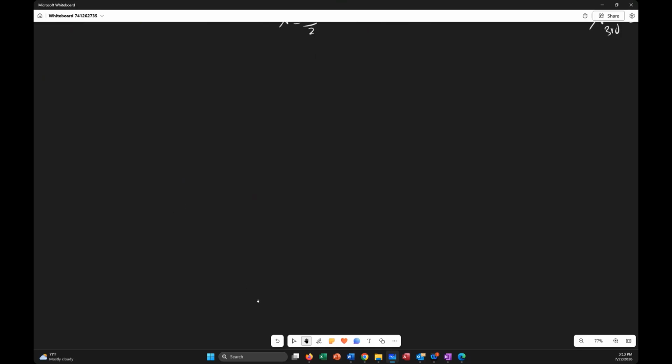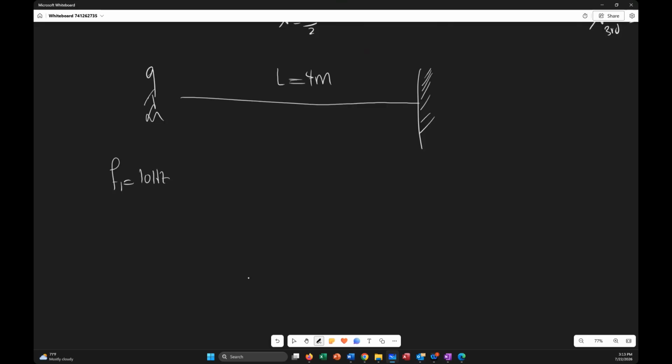Okay, let me just do one example, and then we can go back and solve that problem. Again, we have this person, and this person has a rope with the length of 4 meter, attached to the wall. The person needs a frequency of 10 hertz to create the first fundamental. This is a fundamental frequency.